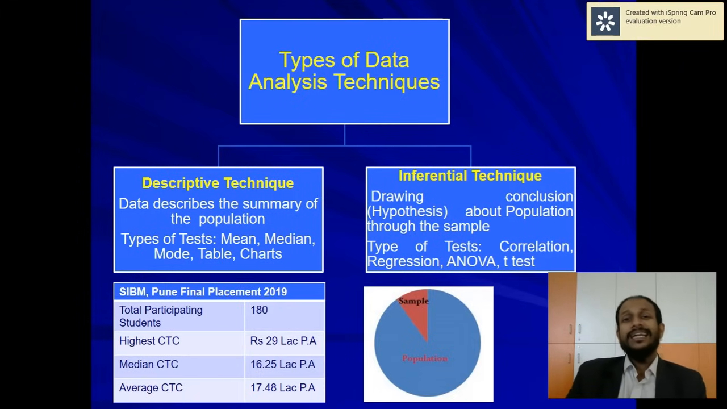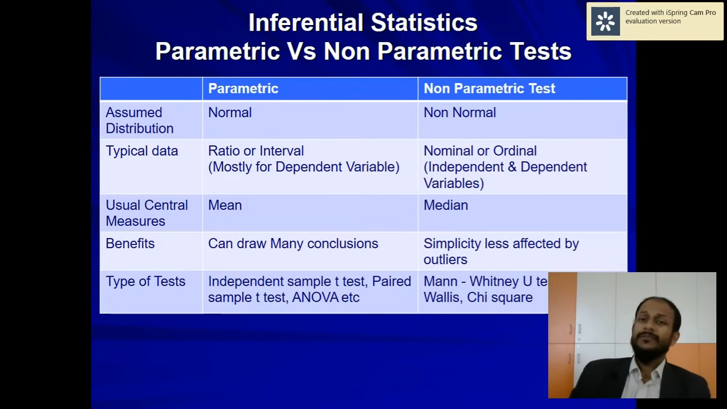Now let us get deep into inferential statistics, because most of the time we will be doing many types of analysis under the category of inferential statistics, so that we can prove or disprove our hypothesis. Now when it comes to inferential statistics, we can classify them into two broad categories. One is the parametric test, and the other one is the non-parametric test.